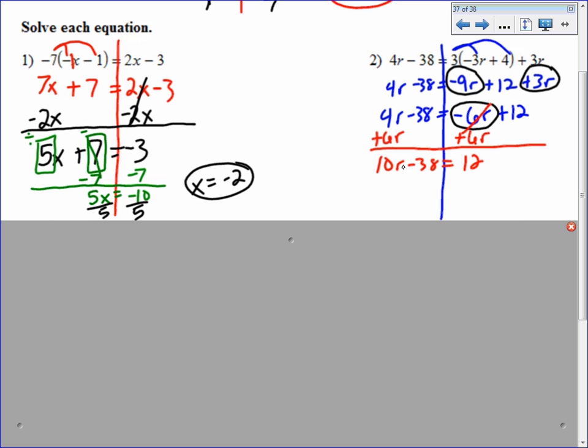Now it's a two-step equation. We've got to get rid of this 38 and the 10. We're going to get rid of the 38 by adding 38 to both sides. We always add or subtract first. We're left with 10r equals 40, because 12 plus 38 is 40. Now we divide by 10, divide by 10. 40 divided by 10 is 4.